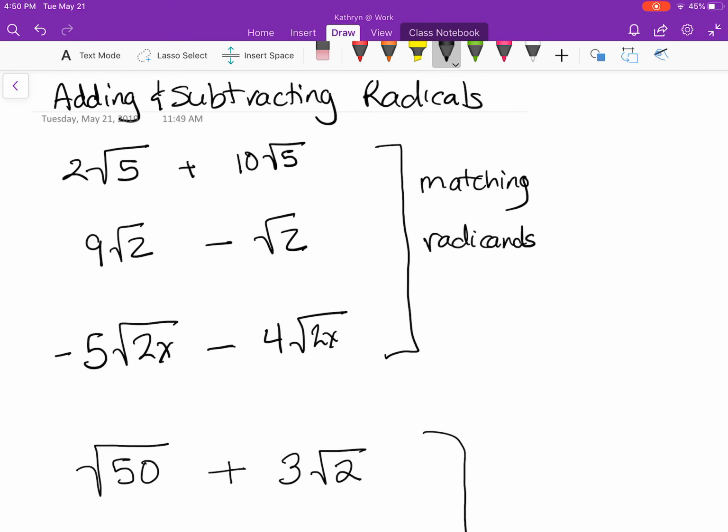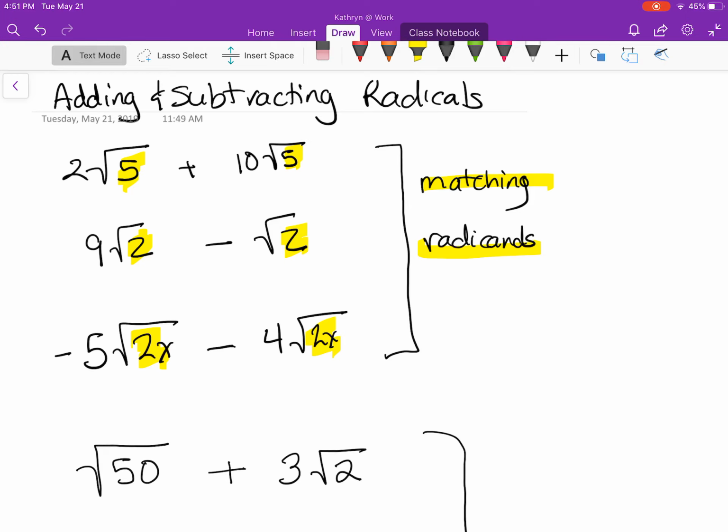Let's take a look at adding and subtracting radicals. First thing to pay attention to if you're putting radicals together with addition and subtraction are the radicands themselves. So at the top of this page I have some examples of matching radicands, where the number underneath the radical sign is the same. So the 5s or these 2s or these two x's. The number or the combination of factors underneath the radicand have to be exactly the same. And if that's the case, you can combine the coefficients.